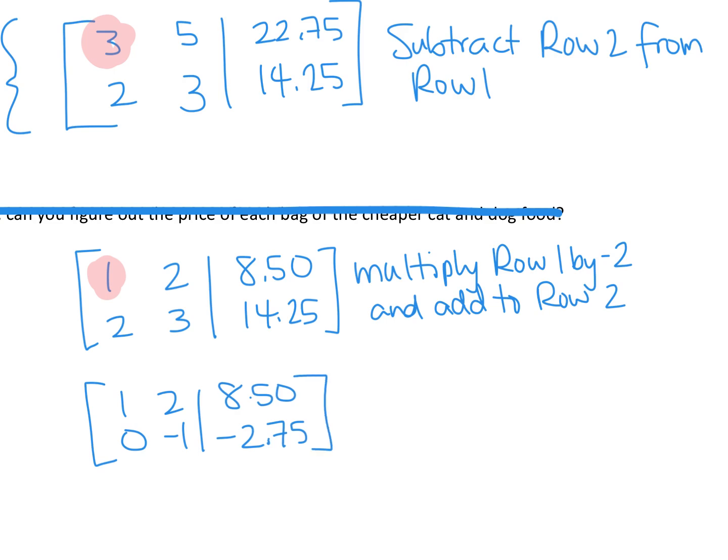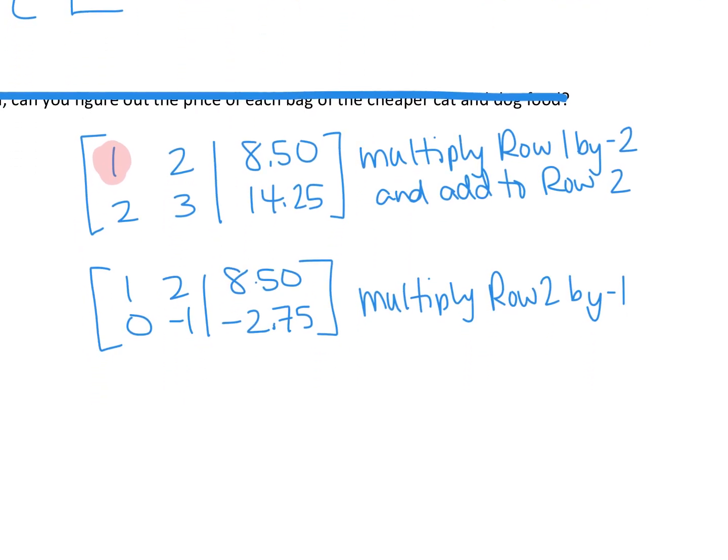Okay, at this point, I don't want negatives, so let's just do a simple row operation. We're going to multiply row 2 by -1. And we already have our answer for y. Do you see that? It's going to be positive 2.75. 0, 1, 2.75. So one of our answers has shown up.